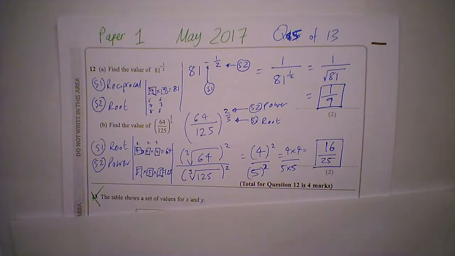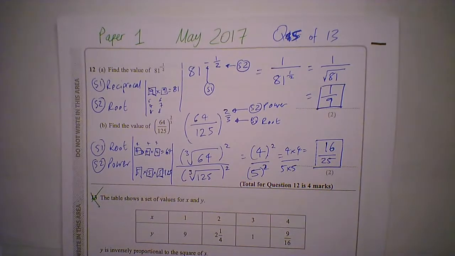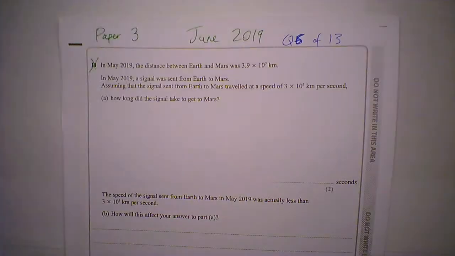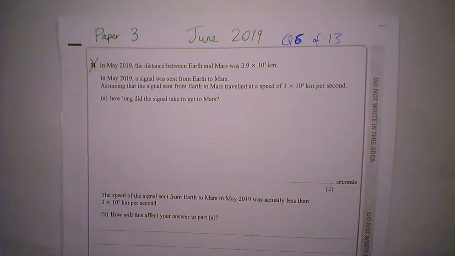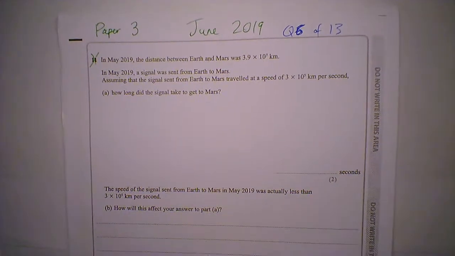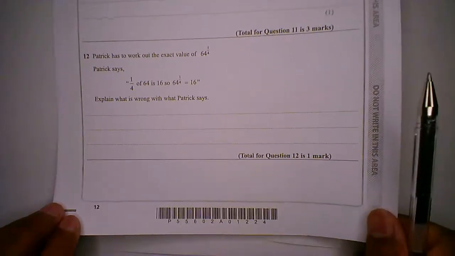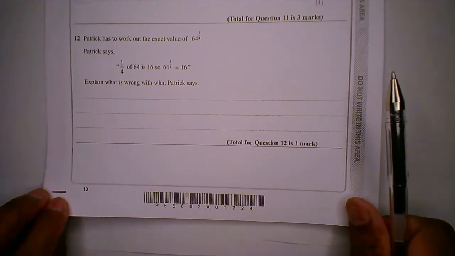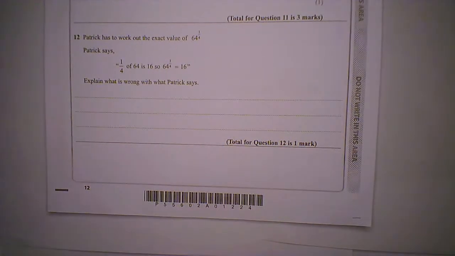Okay, let's move on to the next question. Our 6th question of our exam pack is from June 2019, and this is paper 3. You can see it's a calculator paper, but even though it is a calculator paper, you can see that question there. Press pause and have a go.